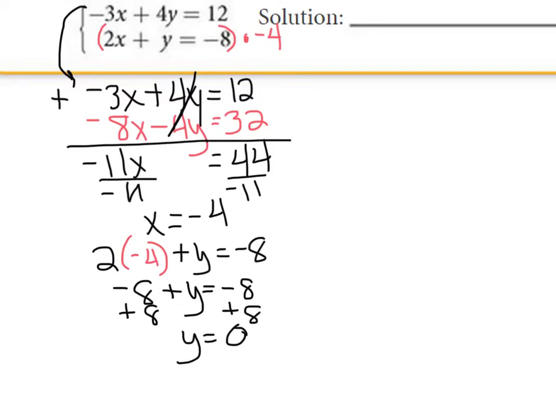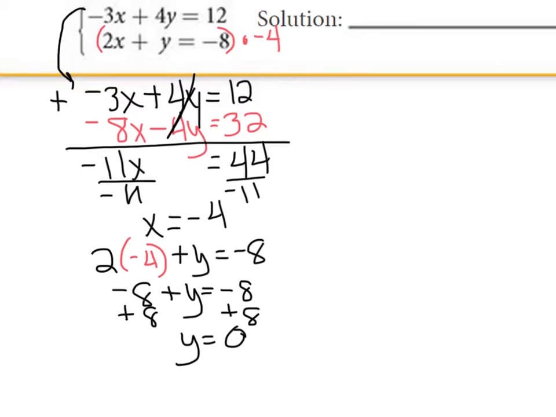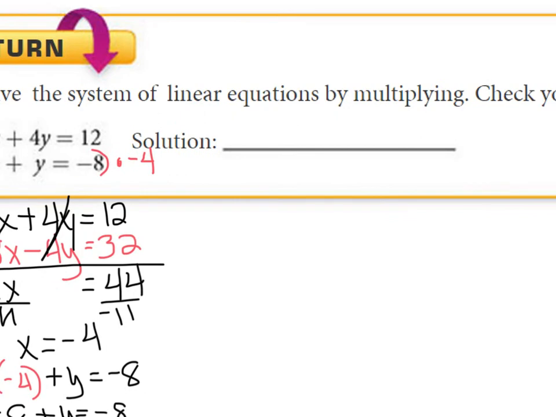Remember, 0 is a perfectly acceptable answer. That does not mean we have a no solution or an infinitely many. 0 is a number. So my solution here is -4, 0.